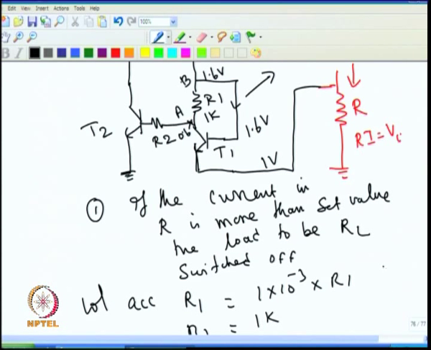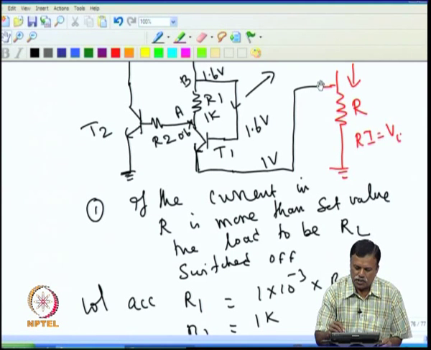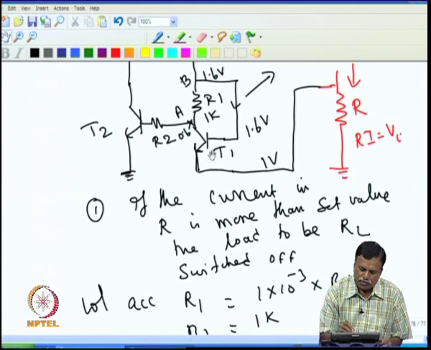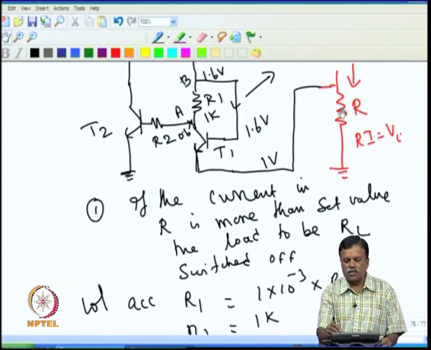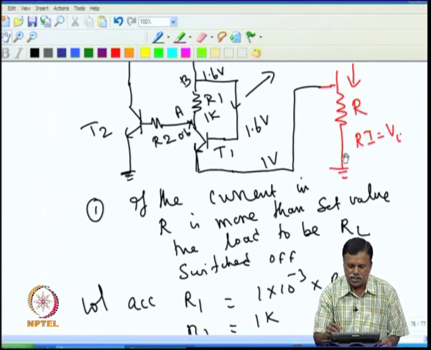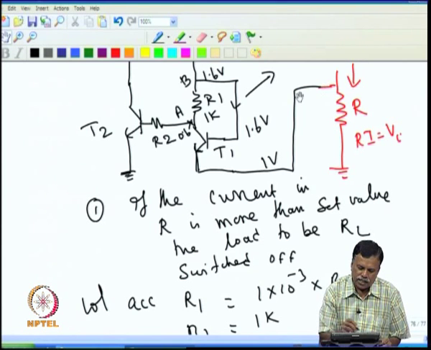Only when the emitter of T1 goes to 1 volt, that is, the current flowing through this produces 1 volt here, then the 1 volt will become 1.6 here, that will become 0.6 here, and the transistor will be switched on. Other way around, only when the voltage across this is more than 1 volt, the transistor T2 will be on. If the voltage at this point is less than 1 volt, the transistor will not come on.